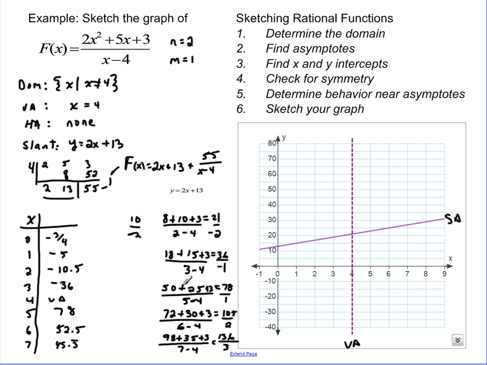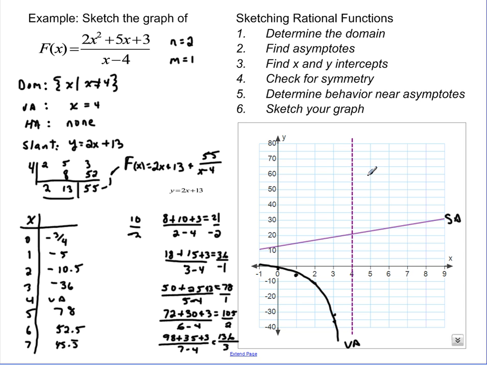And looking at some of these points on here, let's see what's happened. Well, of course, 0, negative 3/4, that's way down here. At 1 we got negative 5. At 2 we got negative 10.5. And it looks like this graph is going to proceed along this slant asymptote. And at 3 we got negative 36, so all the way down here, or actually closer to here. This graph just all of a sudden takes a turn and goes down near this vertical asymptote.